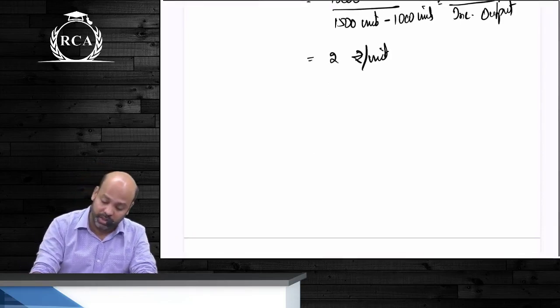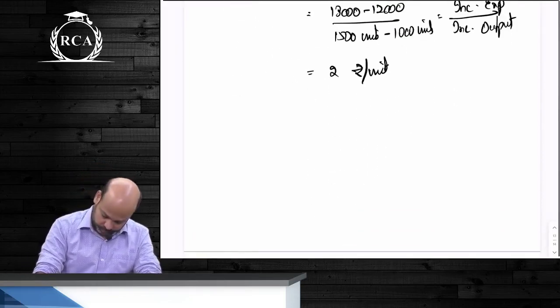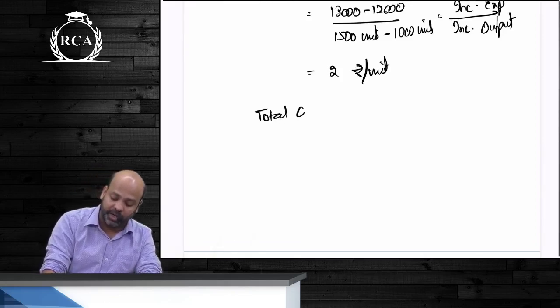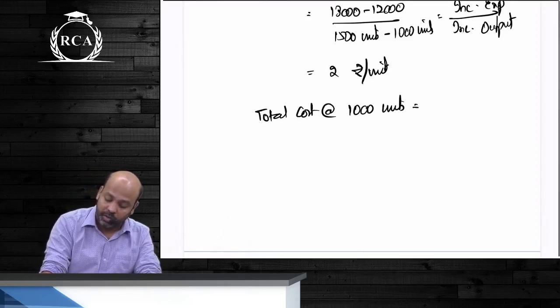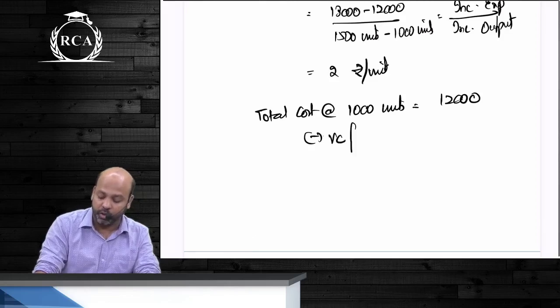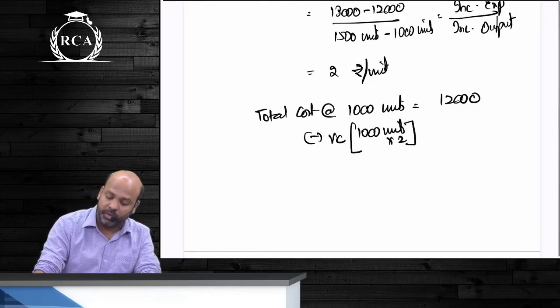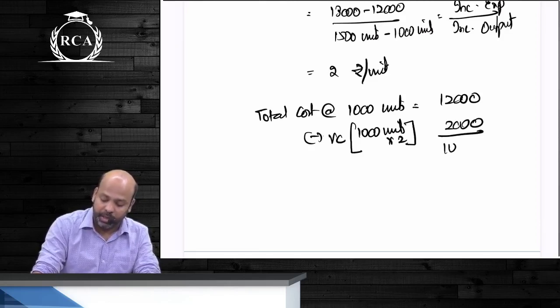How will you do that, guys? How will you determine fixed cost, beta? You can pick up any activity level. What is the total cost, guys, at 1000 units? 12,000. We all know that this includes fixed cost as well as variable cost. But this includes variable cost of how many units? So the variable cost of 1000 units would be 2000 rupees and the balance 10,000 will become your fixed cost.